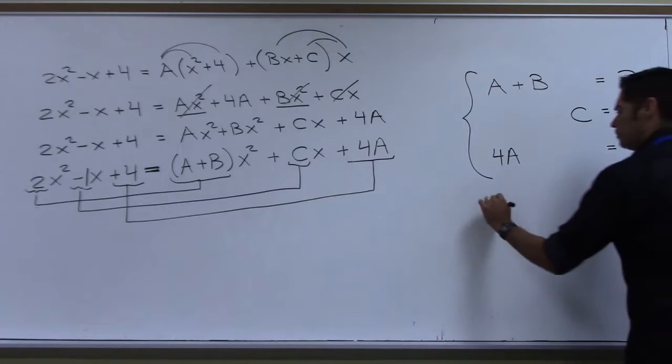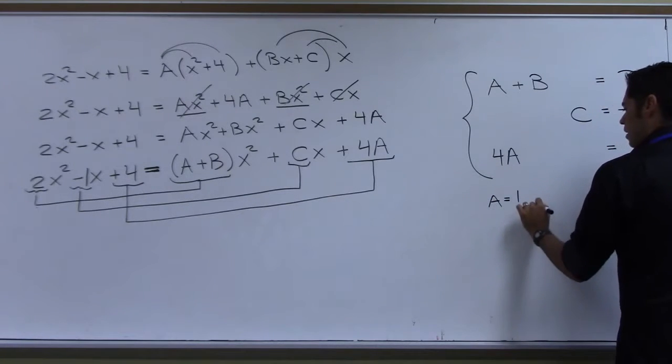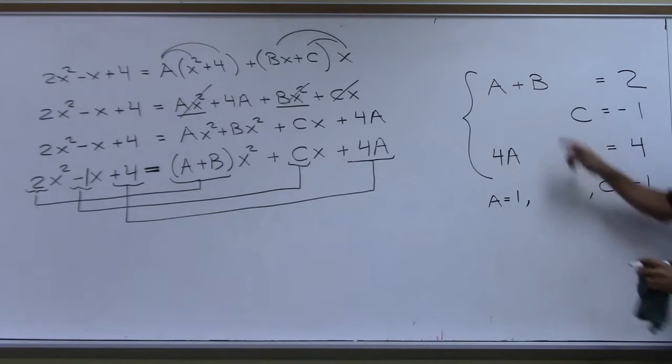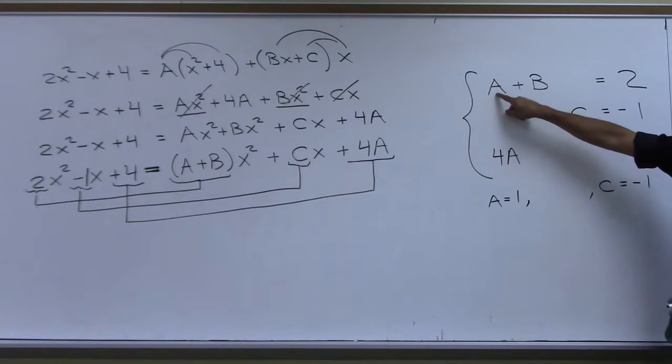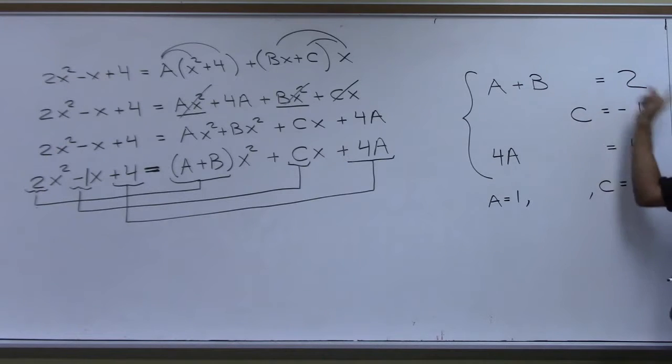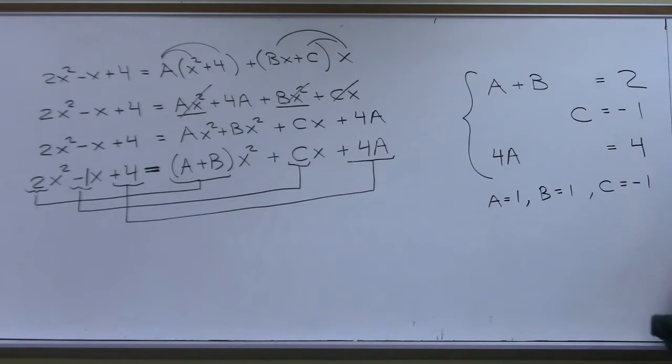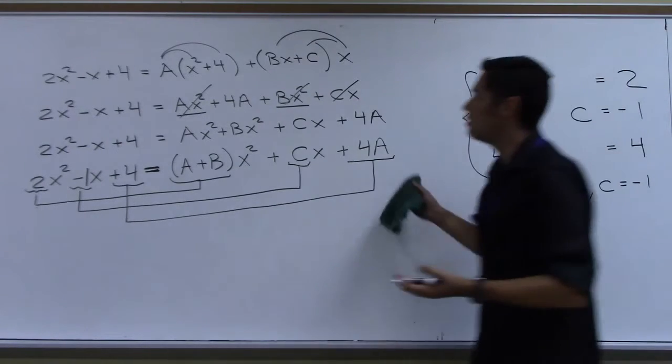So A is 1. C is negative 1, and what's B? How do we get it? Well, A is 1, right? So just move 1 to the other side and subtract 1 on both sides. So B is 1. That's what we needed. We needed A, B, and C.